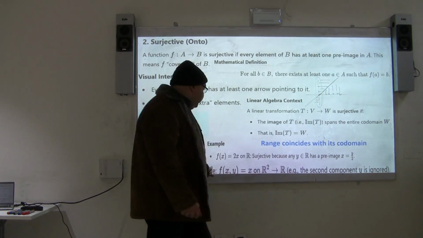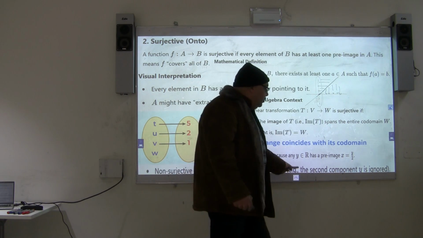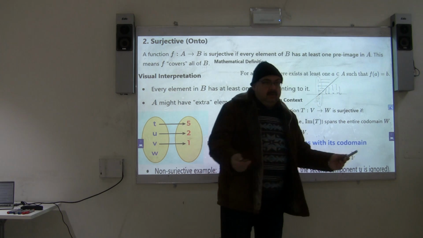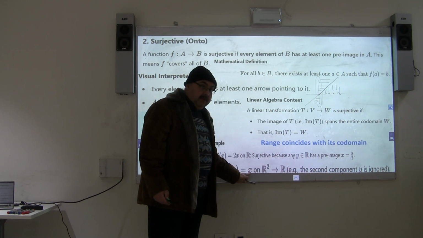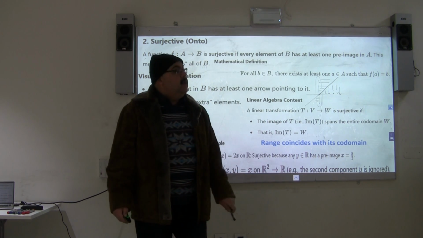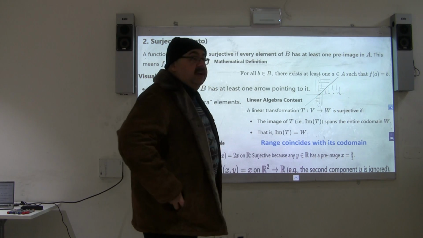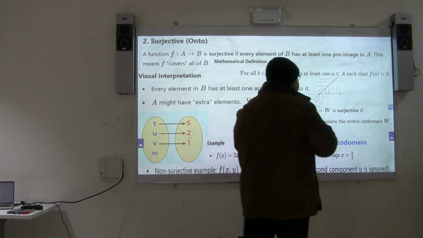And this is why it's not surjective. As I told you, f of x, y is equal to x. From R2 into R, the second component y is ignored. You can't find y. Do you find y in here in the output? No, you can't find y. This is why it's ignored. Okay? Also, another example to be sure that you understand what I mean.